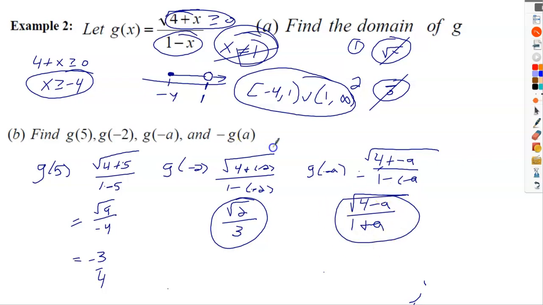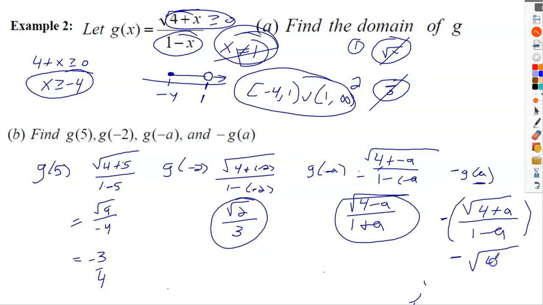And then lastly, negative g of a. So I start out by plugging a in for everything. That's going to be the square root of 4 plus a over 1 minus a. And now all that's going to happen is that's going to make the entire thing negative. So I just float a negative sign out front of the square root, and it'll be negative the square root of 4 plus a over 1 minus a.